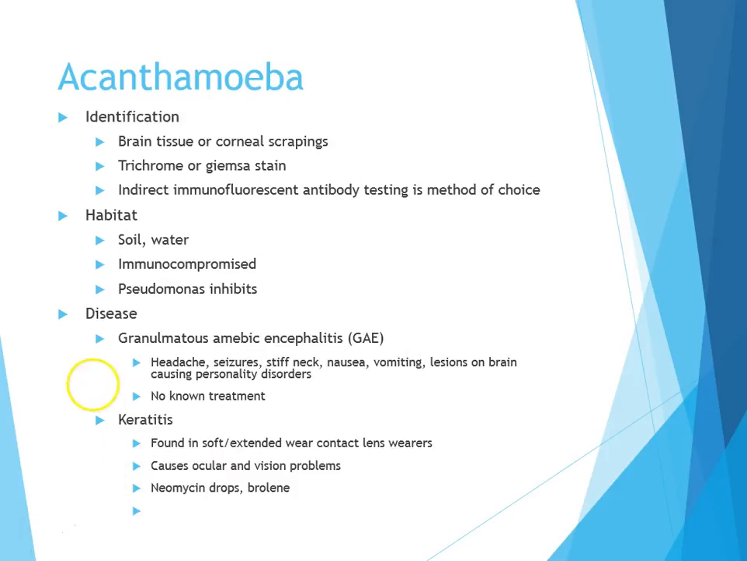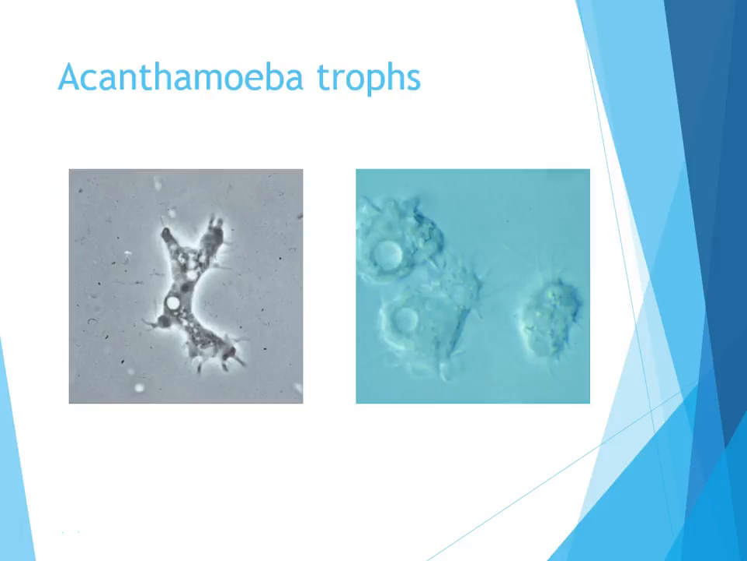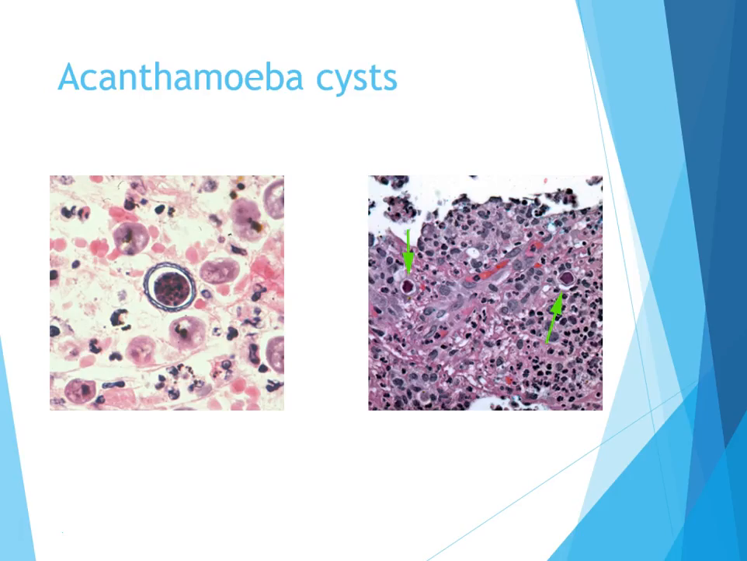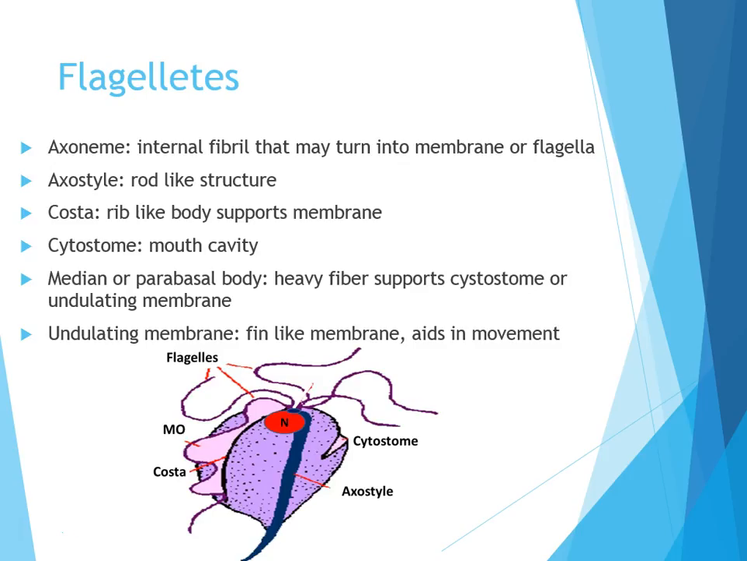This is usually seen from soft or extended wear contact lenses when the patient does not clean their contacts or their lens solution like they're supposed to. It causes ocular and vision problems, and neomycin drops or Brolene can treat the eye infections. These are the spine-like pseudopods. This is the cyst with a double wall and wrinkled look. Okay, those are the amoebas.